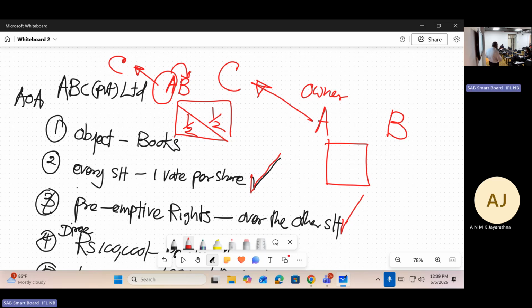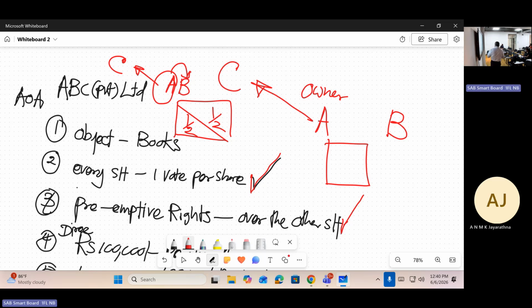A newcomer may be an issue to the entire land. It may be an issue to the other co-owners. Therefore, the first choice is to be given to the existing co-owners. And the same concept we can identify in company law. That is named as the preemptive right over the shares of the other shareholders.